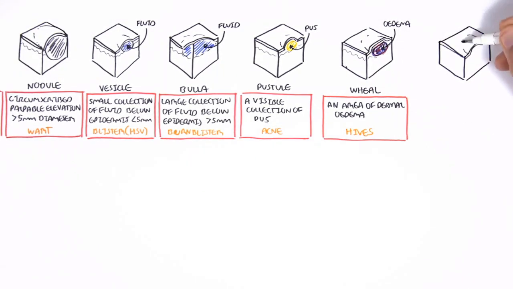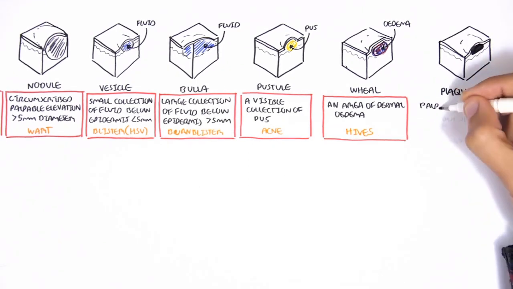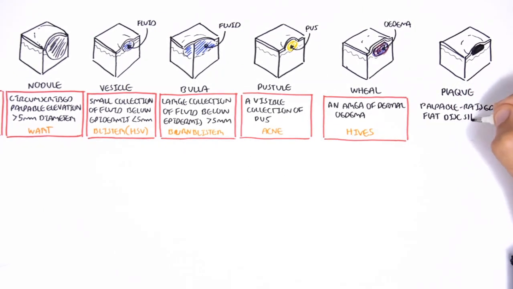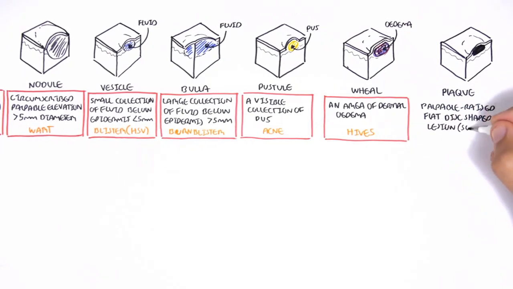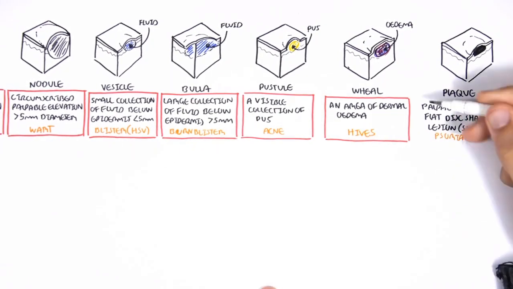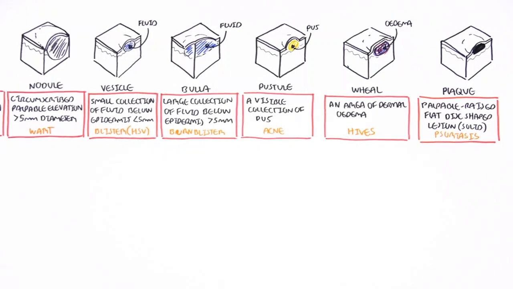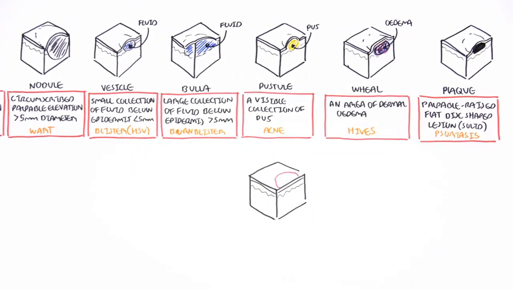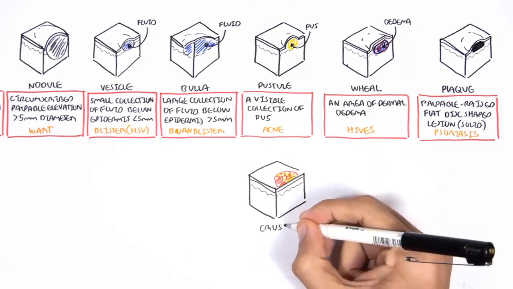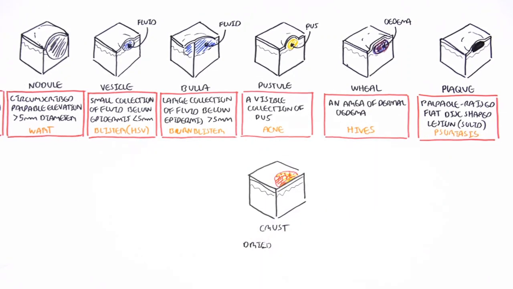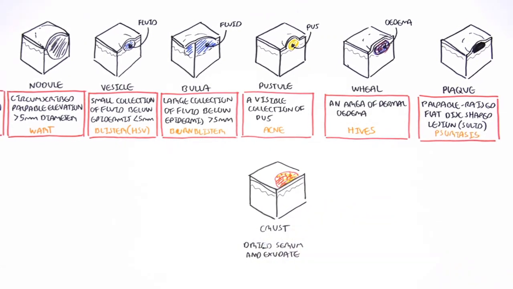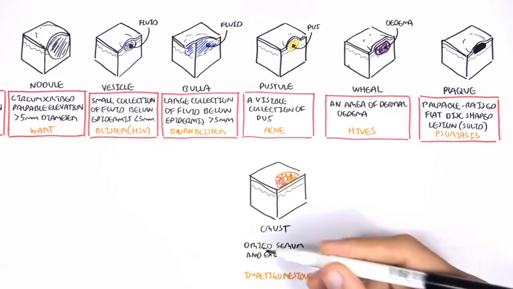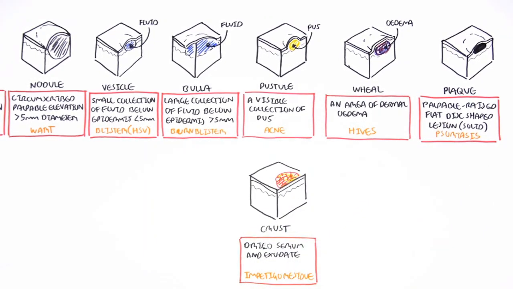A plaque is a palpable, raised, flat, disc-shaped lesion, and it's often solid. An example of a plaque lesion can be seen in psoriasis. If the skin lesion looks crusty, we can use the term crust. A crust is defined as dried serum and exudate. An example of a crust lesion is what we can see in impetigo residues.